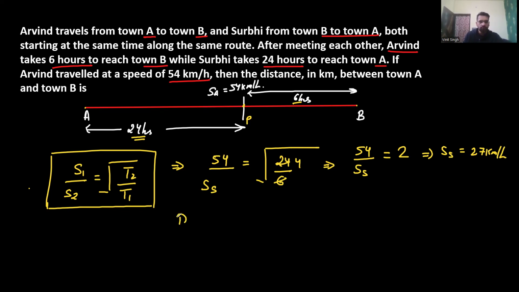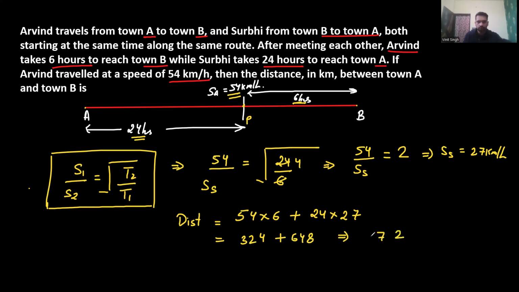Now we have to find the distance. Arvind takes 6 hours from P to B. The speed of Arvind is 54, time taken is 6. So 54 into 6 plus the time taken by Shurbi to complete from P to A, which is 24, into the speed of Shurbi 27. That is 324 plus 648, which is 972. So 972 km is the distance from A to B.